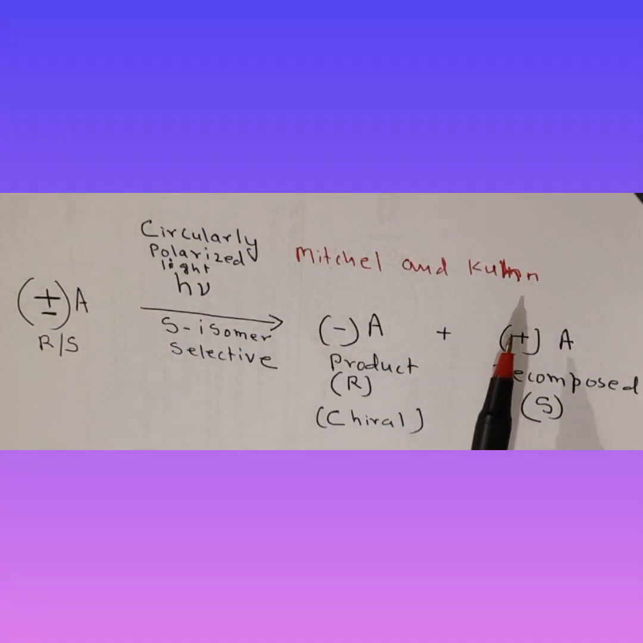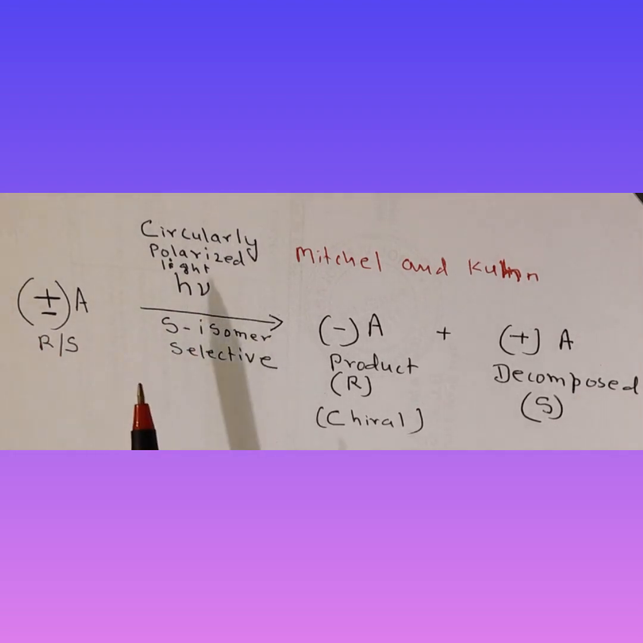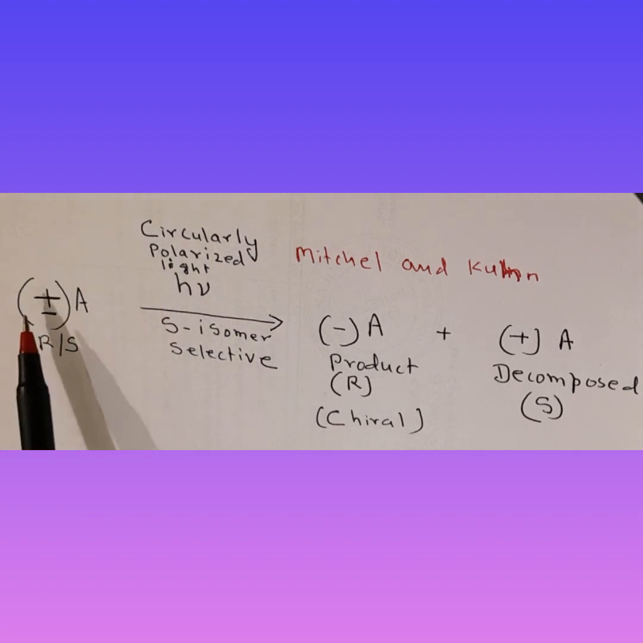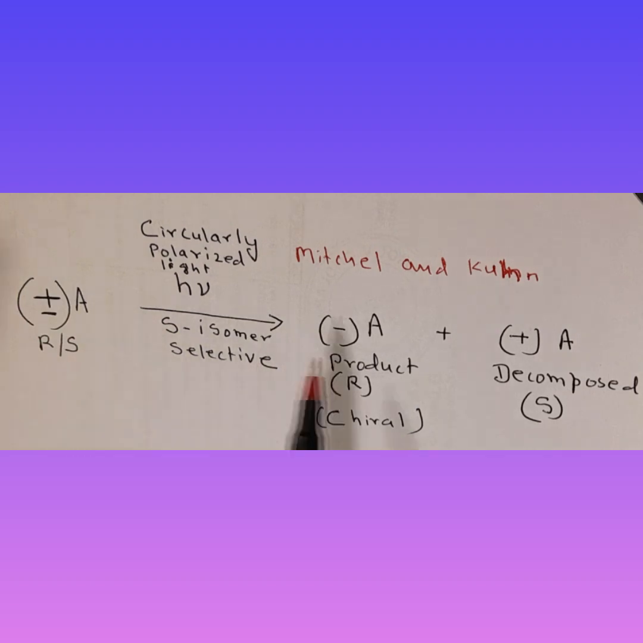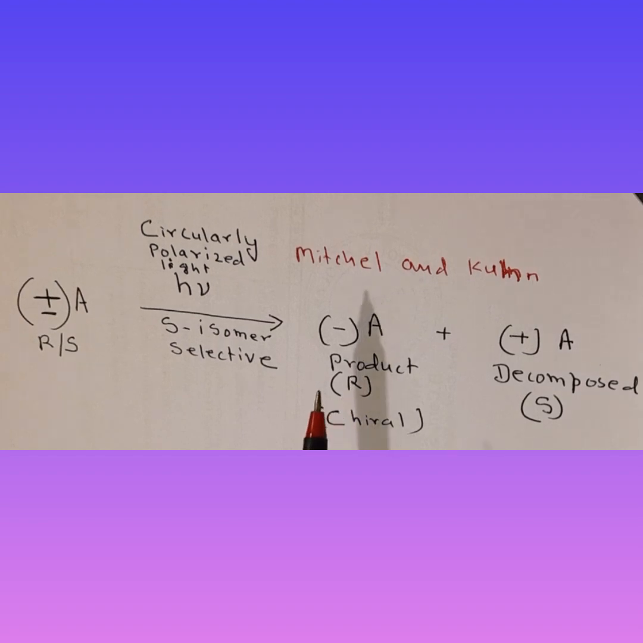Around 1930, Michel and Kuhn had done kinetic resolution of a racemic mixture via circularly polarized light, which Komal mentioned right now. What they did is they enantioselectively destroyed one of the isomers, in this case the positive or the S isomer, which was decomposed, and what remained behind was the negative or R enantiomer of A. Now this was one of the greatest achievements, because from this it was proved that circularly polarized light could enantioselectively destroy one of the isomers.